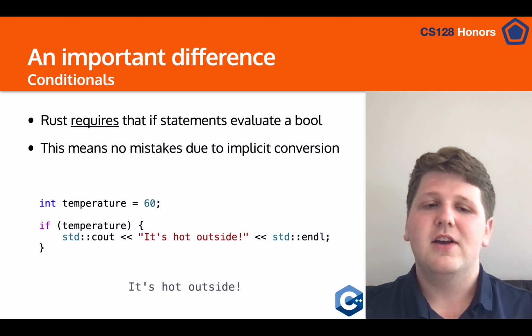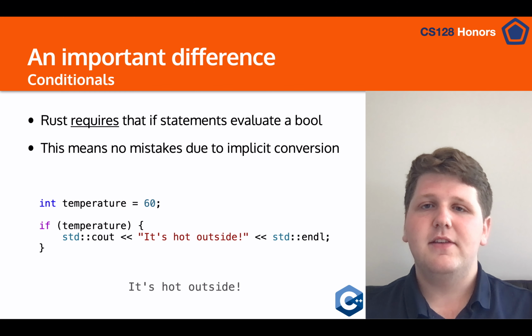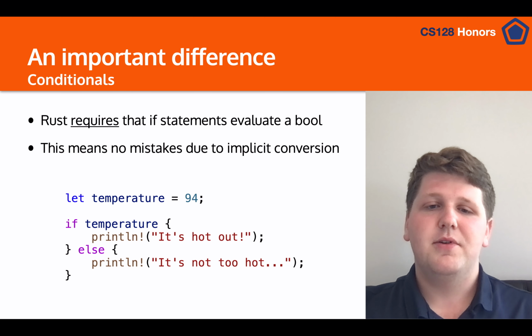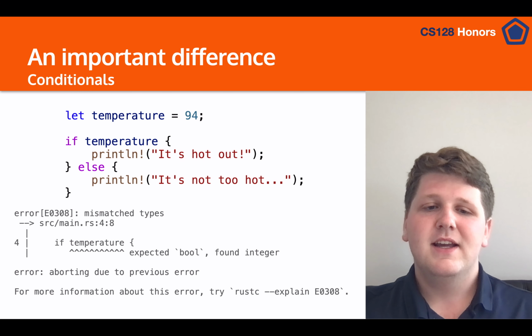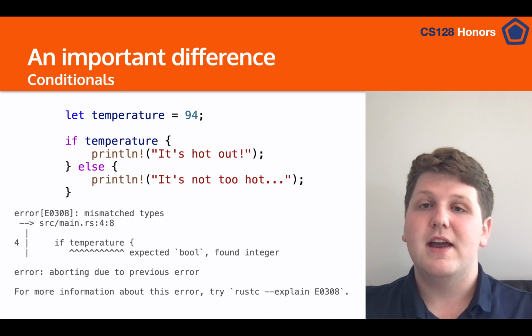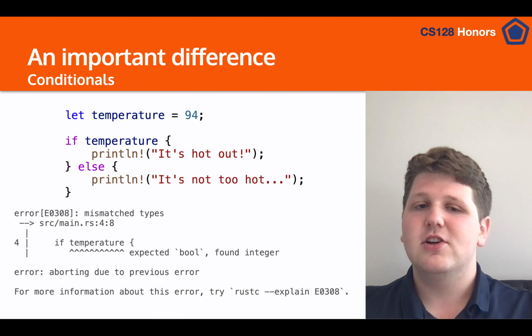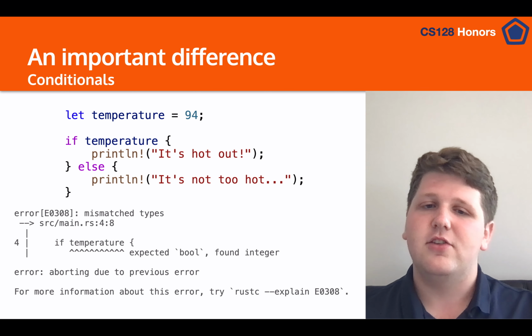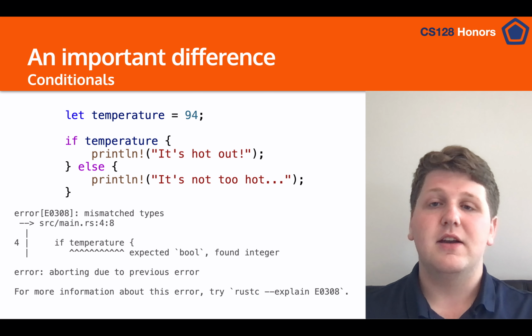The reason is because we have that if temperature, and C++ will say that any non-zero integers are true. This can lead to a lot of problems and programming mistakes because people don't realize what they've done on accident. Whereas in Rust, we're able to solve for this. If we look at some Rust code, you can now see that when we try to evaluate this, we get a compiler error telling us that it expected a Boolean but found an integer. And if you wanted to check for the integer to be equal to 0, all you'd have to do is do equal 0 or not equal to 0.